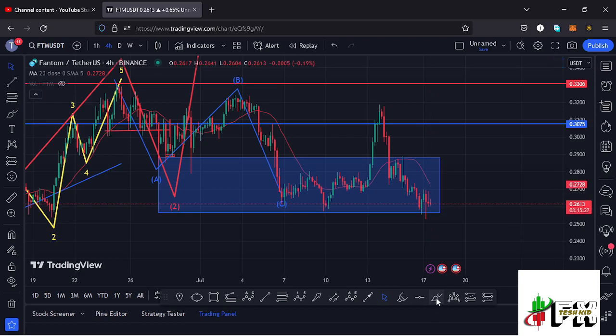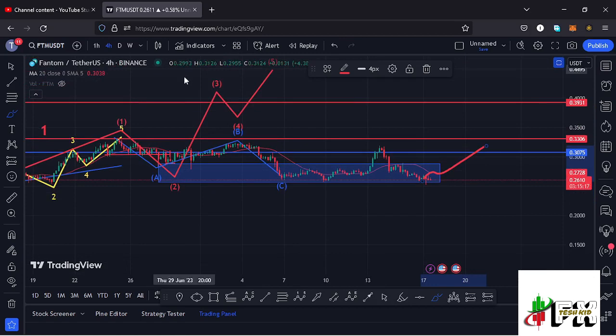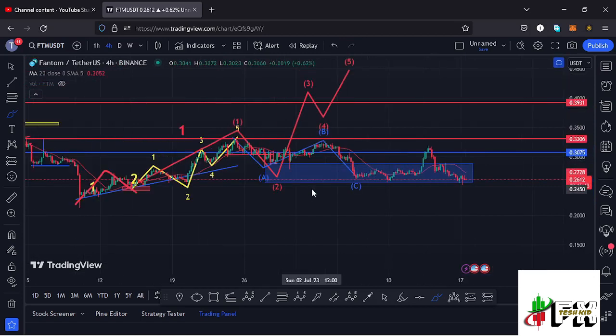I'm expecting Fantom to give us a very nice reaction off the target area, start gearing up impulsively in what could be the start of an impulse in the formation of this wave 3, which is what we expect after seeing a breakdown move in the formation of that wave 2.